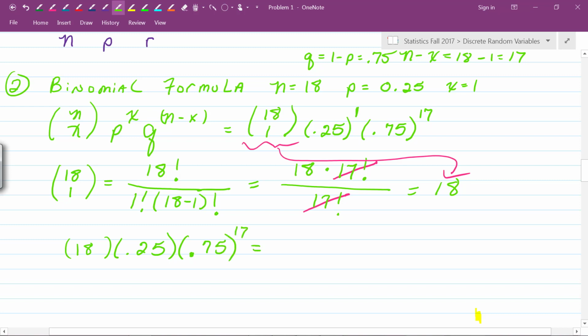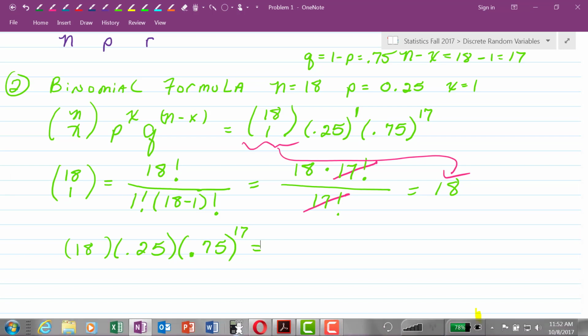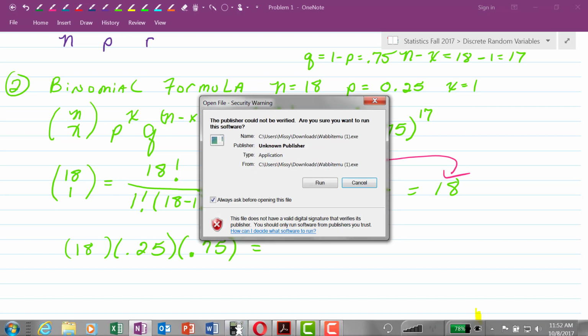Now, times the probability of a failure, 0.75, raised to how many failures? 17. So now we can put that in our calculator, and I'm going to demonstrate how to put this in our calculator, so that you can see, because not everybody knows how to do all of this.